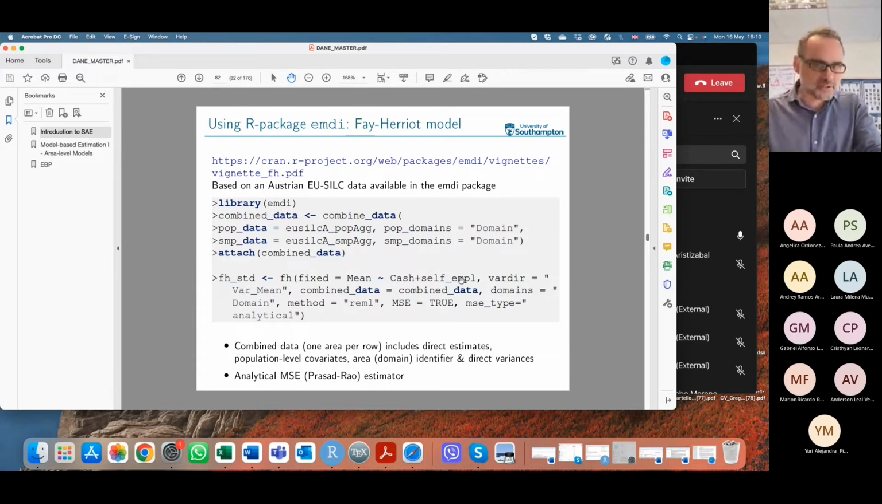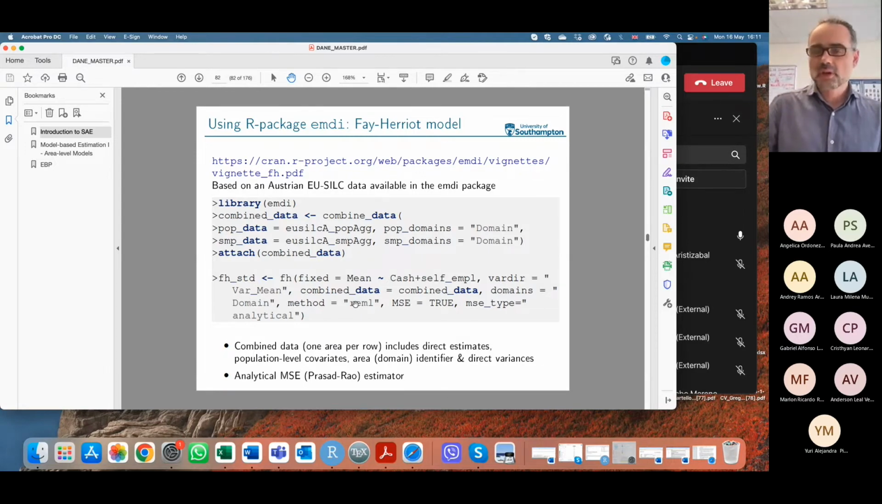What else do we need to specify? Remember that under the Fay-Herriot model, you have to assume that the variances of the direct estimates are known, estimated using your survey data, and treated as known. So the vardir argument is where you have to put the estimates of the variances of the direct estimates, which are here given a name called var_mean.